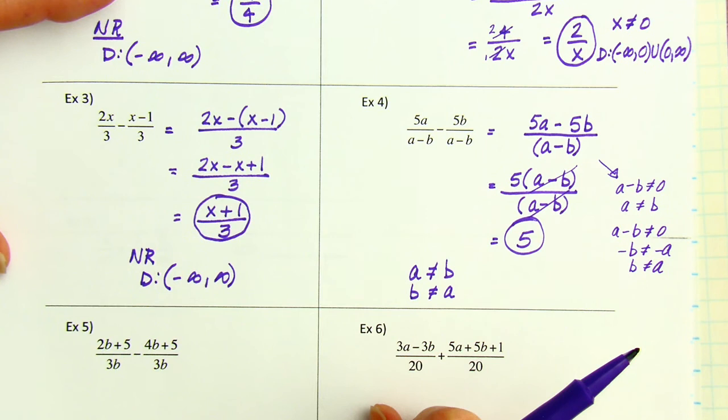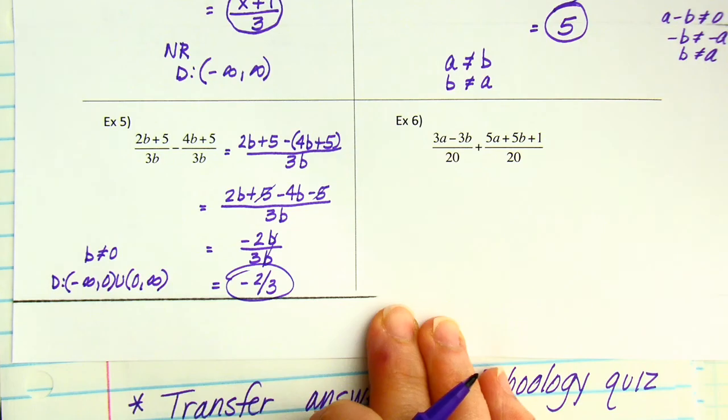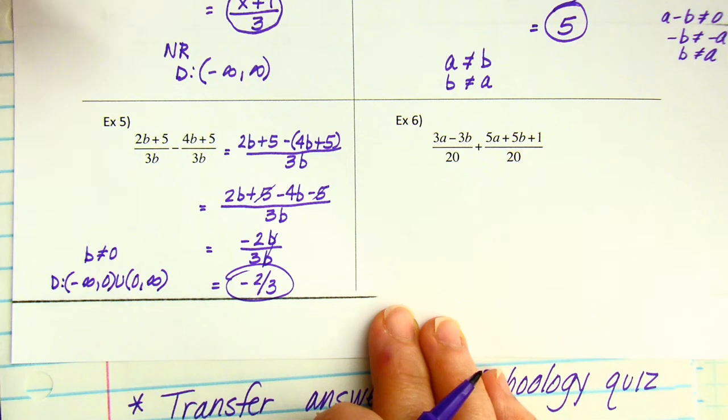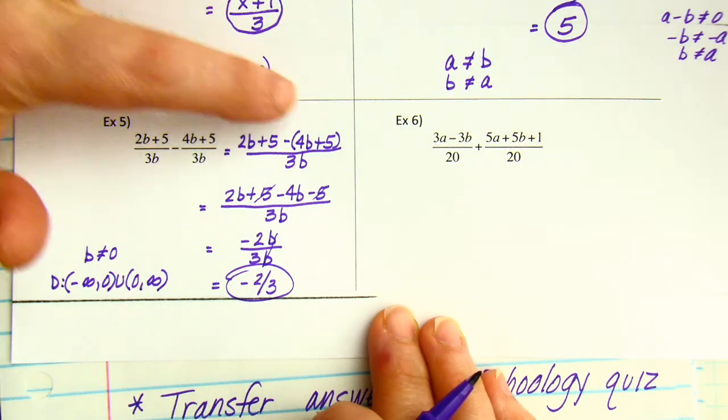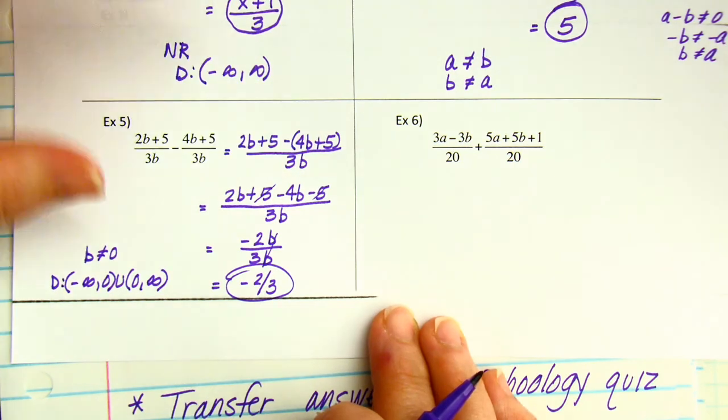All right, example 5. Why don't you try example 5? Pause the video and try example 5. Okay, hopefully you paused the video and did this problem on your own. Notice the denominators are the same already, so I put the two numerators into one numerator, being careful to use parentheses because I am subtracting this quantity, which means I have to distribute the negative.